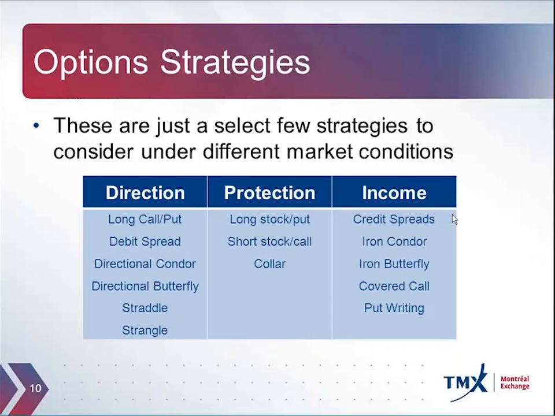Protection, we could go long the stock and buy a put option as protection. If we are short the stock, so if we wanted to take a bearish stance on a stock, we could sell the stock short and purchase a call option for protection, or we could utilize a collar strategy, which is long the stock, sell a call, which would be the traditional covered call strategy, use that call premium to purchase a put option. And then finally for income, credit spreads, iron condors, iron butterflies, covered calls, and put writing.